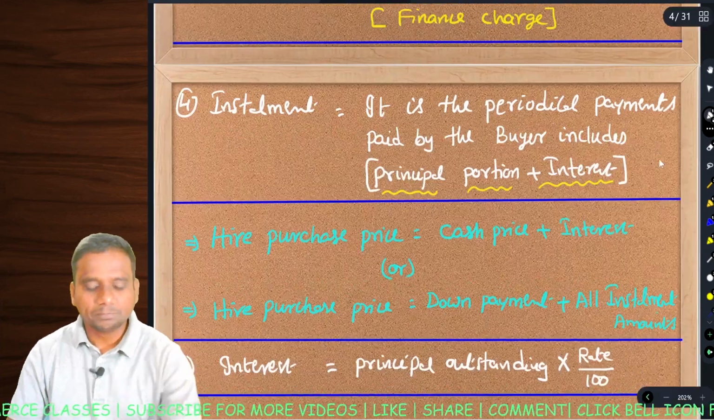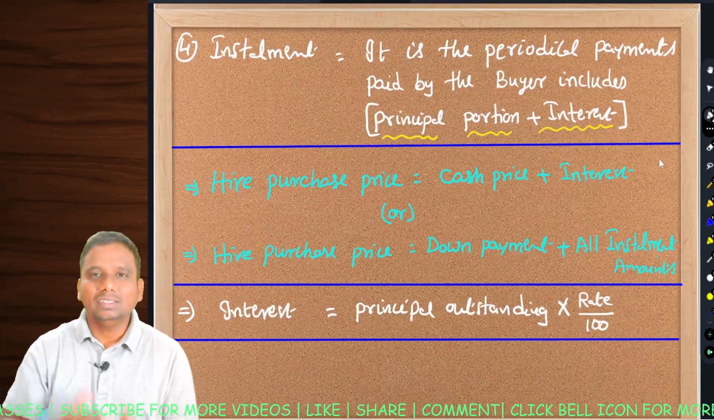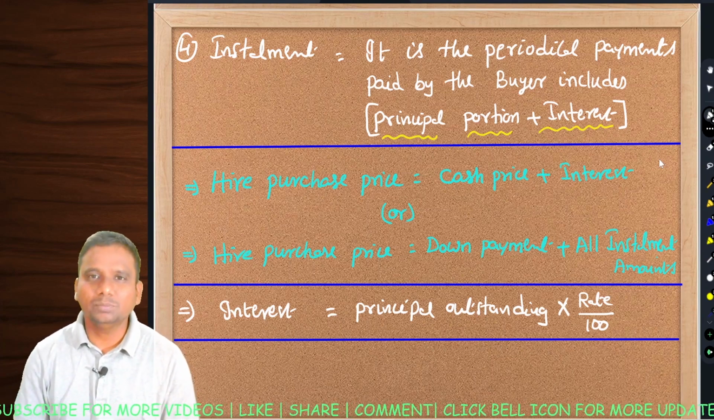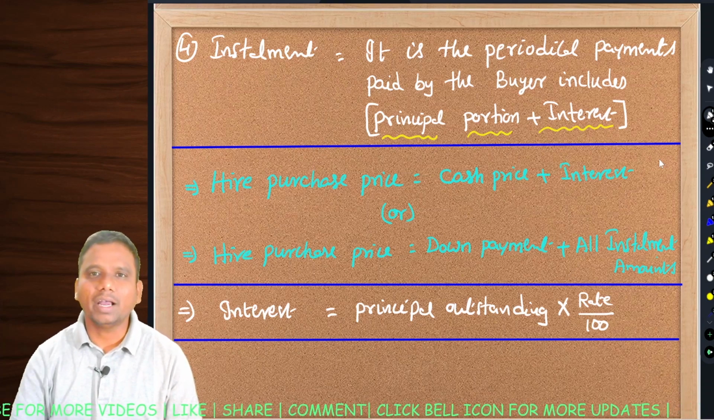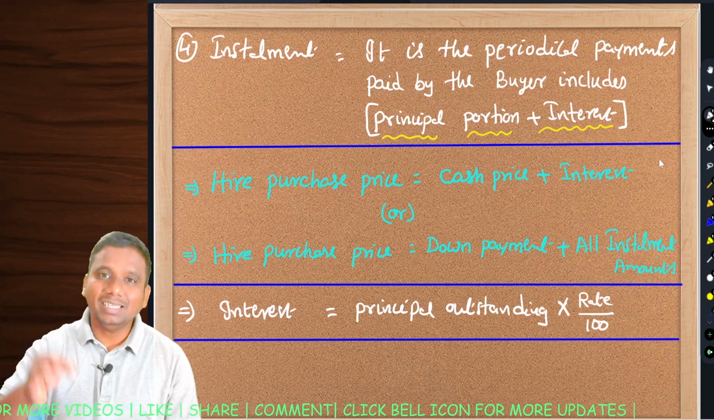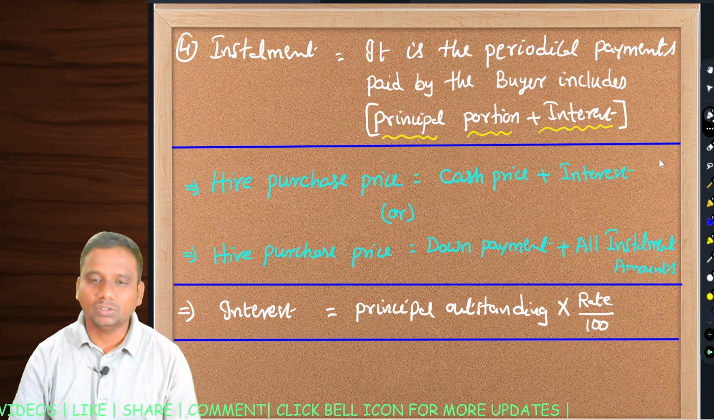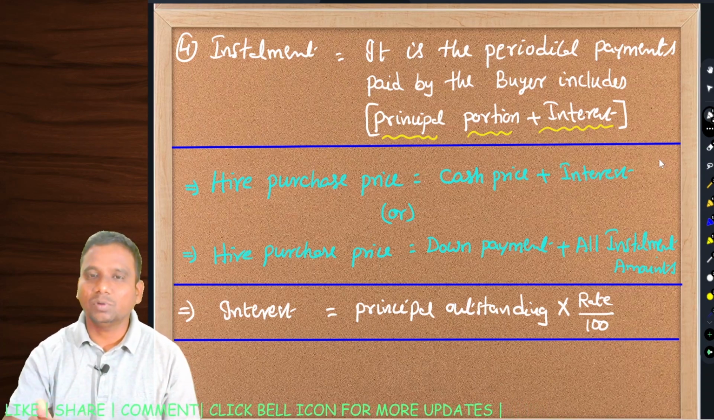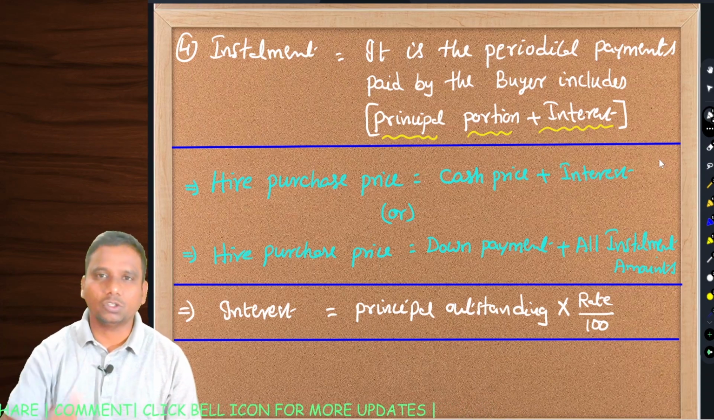Next one, installments. Installment is nothing but what? This is the amount which the buyer pays periodically. To put it simply, it is the periodic payment paid by the hire purchaser to the hire vendor. This installment includes principal portion plus interest portion. I hope you understood these four terms first, because they are important: cash price, down payment, interest, installment.